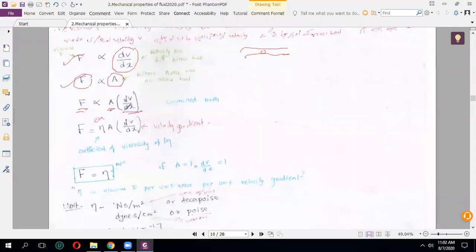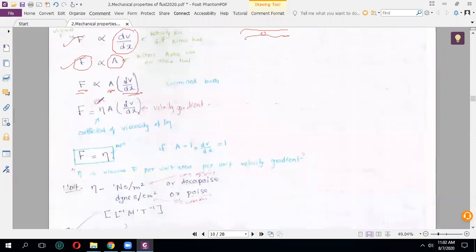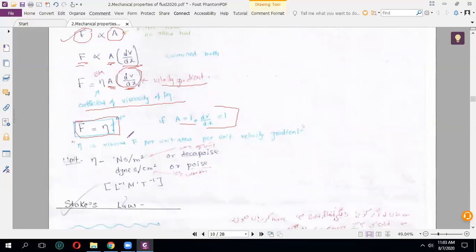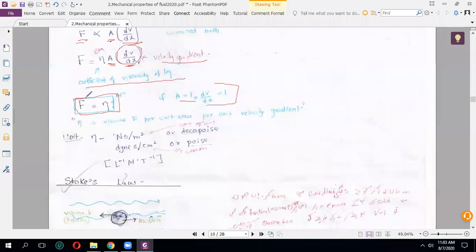Now we remove the proportionality sign by applying a mathematical concept: it is equal to eta. Here eta is a constant, and this constant is called the coefficient of viscosity of the liquid. This part is nothing but the velocity gradient. Now suppose in one condition the fluid area is 1 and the velocity gradient is also 1. In that case, the viscous force is equal to the coefficient of viscosity. This happens when both of these values become 1.